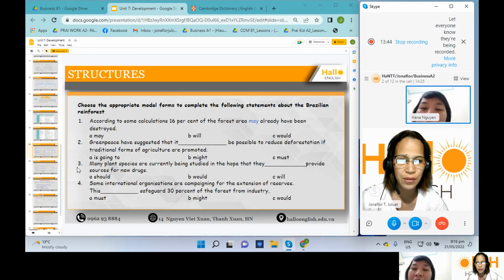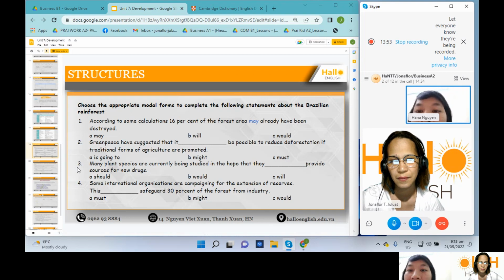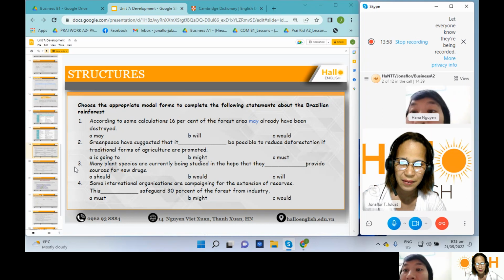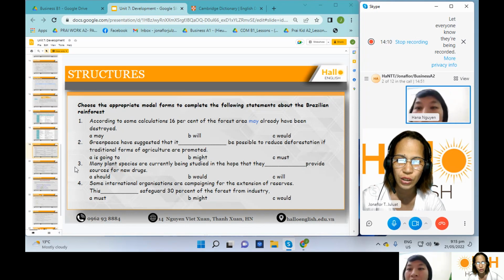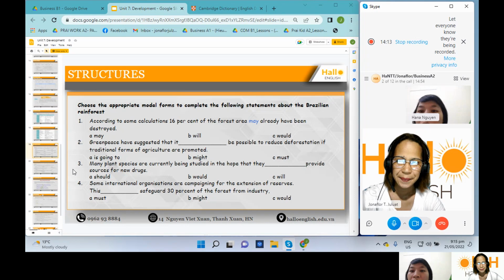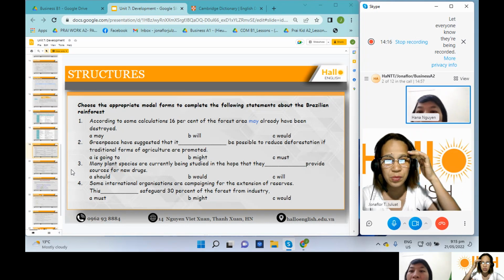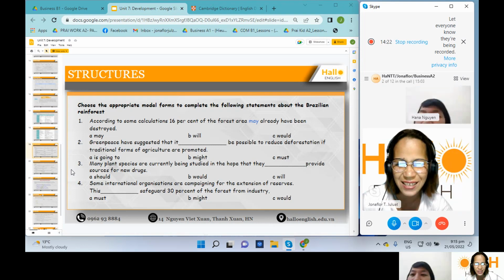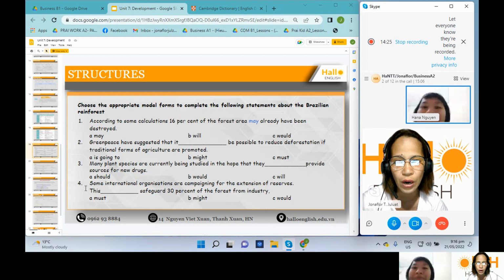Good. Next, number three. Many plant species are currently being studied in the hope that they provide sources for new drugs. Is it should, would, or will? I think it's should. Yes, good. How about number four?